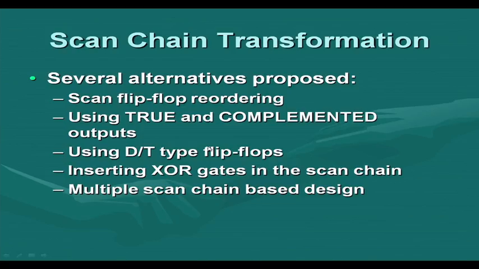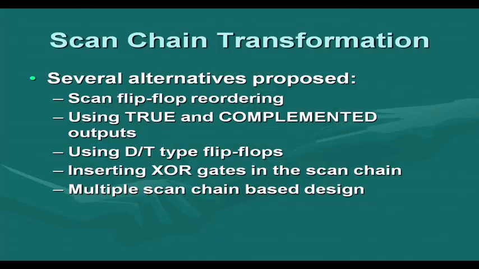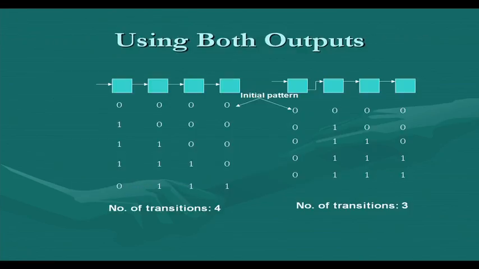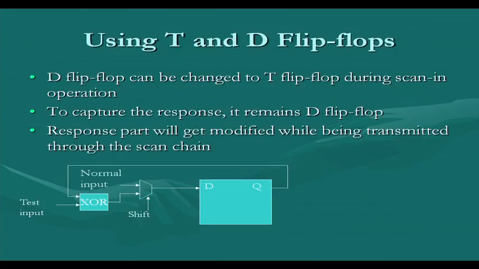Next we look into the scan chain transformation techniques. While discussing power management techniques, we have seen that there are some approaches for minimizing the scan power by scan flip flop reordering, then true complemented outputs, D-T type of flip flops, inserting XOR gates into the scan chain, and multiple scan chain based design. Each of them has an effect on the thermal part as well. Using both outputs, we have seen this example previously, where the number of transitions gets reduced.